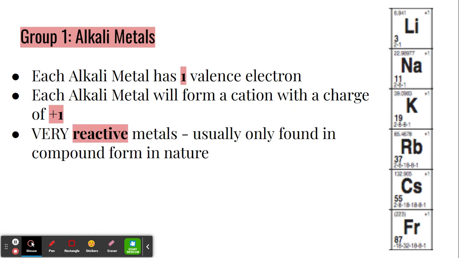Alkali metals are also very reactive, and they're usually found in compound form in nature. Think of sodium chloride, which is table salt, or potassium chloride, or potassium bromide. All of these are examples of compounds, in this case ionic compounds, which will be discussed in a future video, that are usually found as compounds in nature.